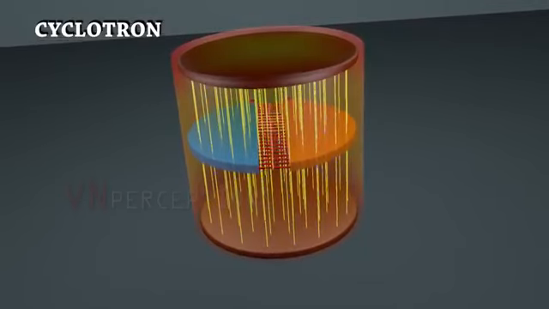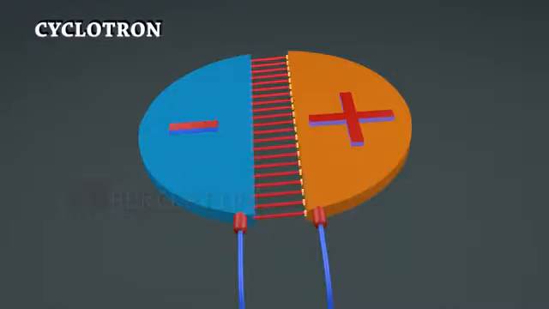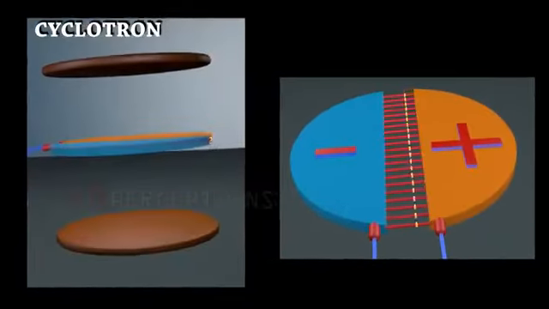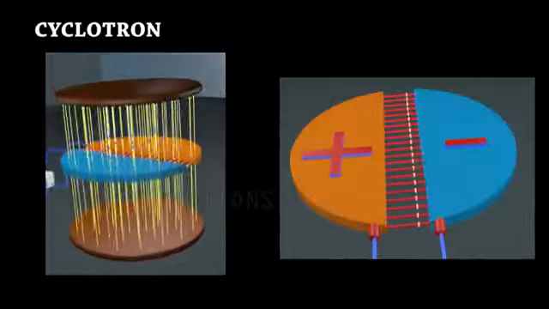The two Ds create an electric field. The direction of the electric field is horizontal. The direction of the magnetic field is vertical.